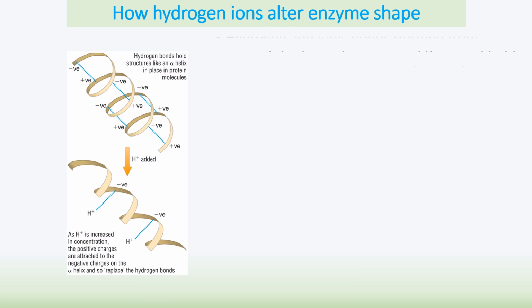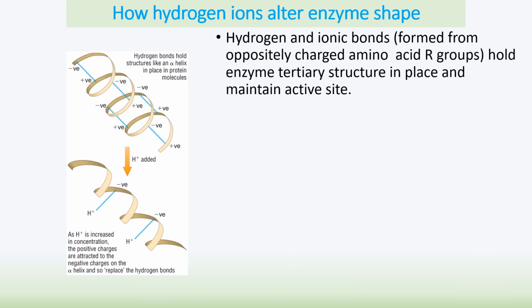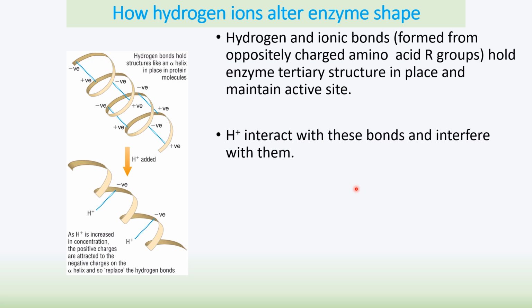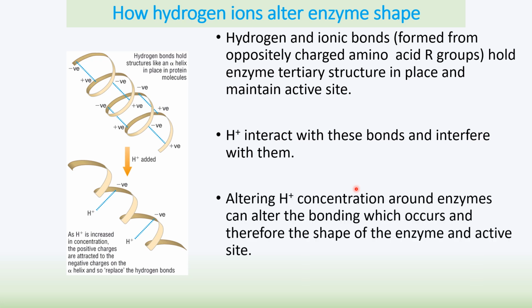If you have more hydrogens, then it's going to cause different interactions. Here you can see the alpha helix shape of a protein is held together by hydrogen bonds. But if you start adding these hydrogens here, which are from an acid, it can cause different interactions to occur. The hydrogen bonds that would normally hold the structure of the protein together will interact with the acid hydrogen ions, and that will interfere with them. So altering the hydrogen concentration around the enzymes can alter the bonding, which has a knock-on effect on the tertiary structure and on the active site, meaning it's no longer complementary to the substrate and therefore can denature.